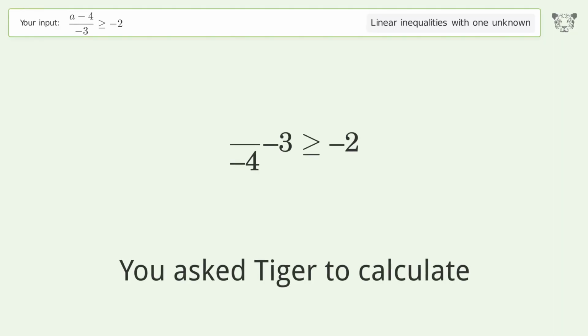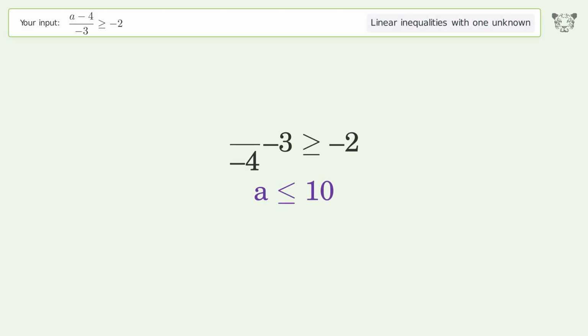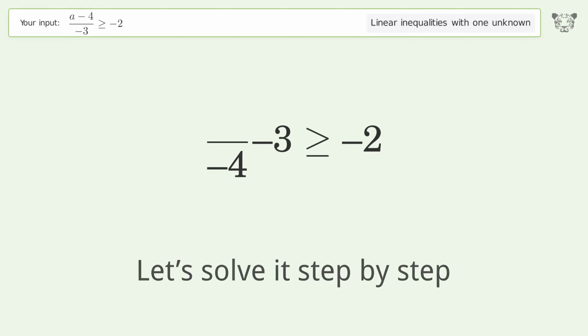You ask Tiger to calculate. This deals with linear inequalities with one unknown. The final result is a equal or smaller than 10. Let's solve it step by step.